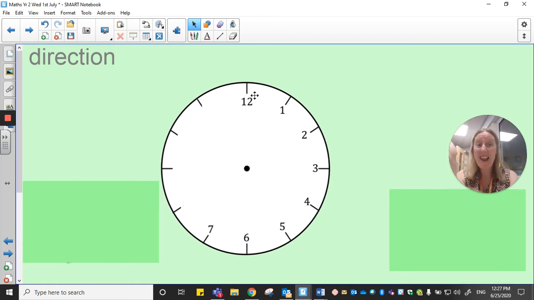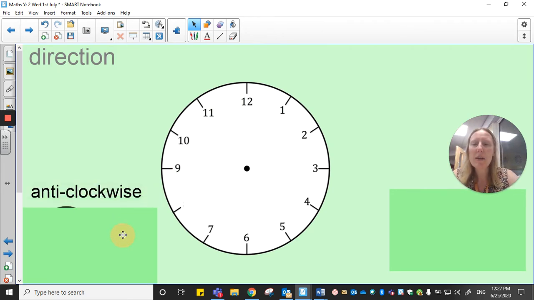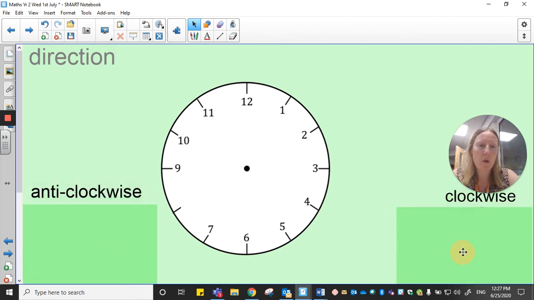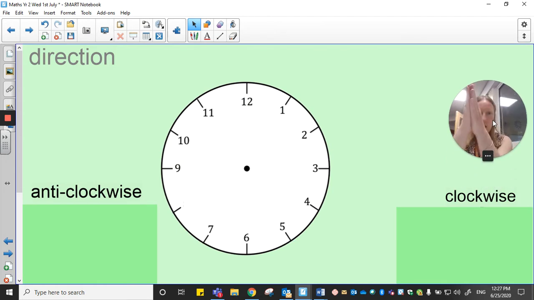Check. 11, we're going this way. 10, 9. So we've got anti-clockwise and we've got clockwise. Hands back at the 12. Go clockwise. 1, 2, 3, which way? 1, 2, 3. Good. Back to the 12.